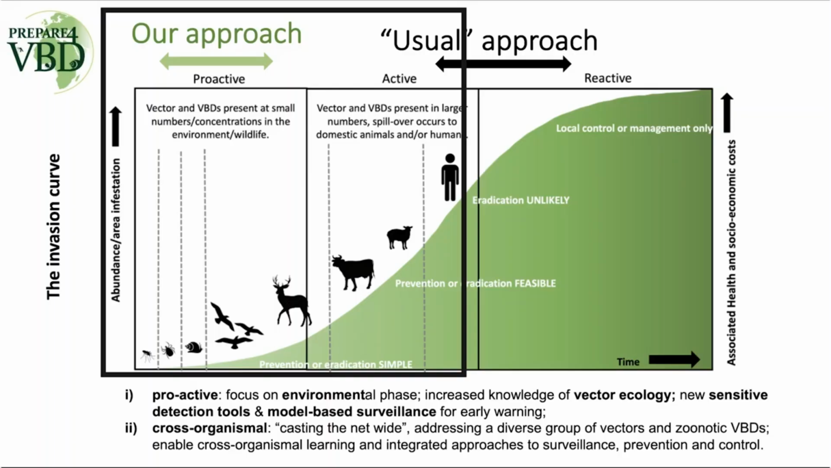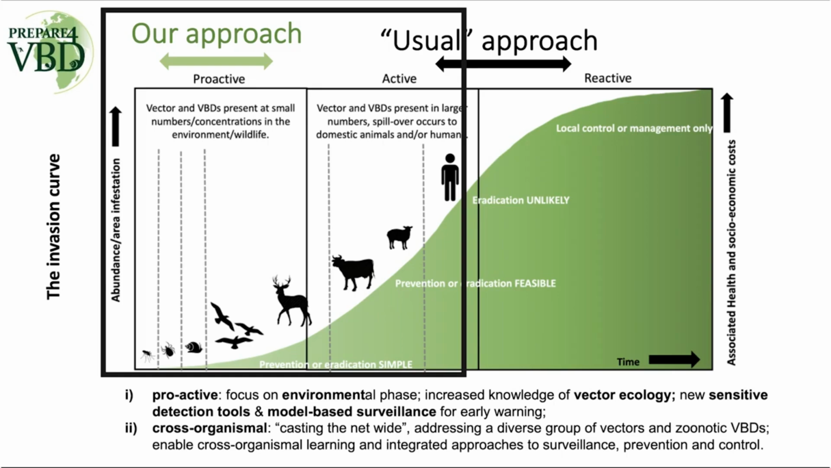How are we going about this? Let me illustrate this using this figure here, which is adopted from invasion biology, where you can see time on the x-axis, and on the y-axis you can see the abundance or the number of infected cases of an emerging vector-borne disease, and also the associated health and socioeconomic costs of actually being invaded by a new vector or disease. So usually what many countries are doing is a sort of reactive approach to this.